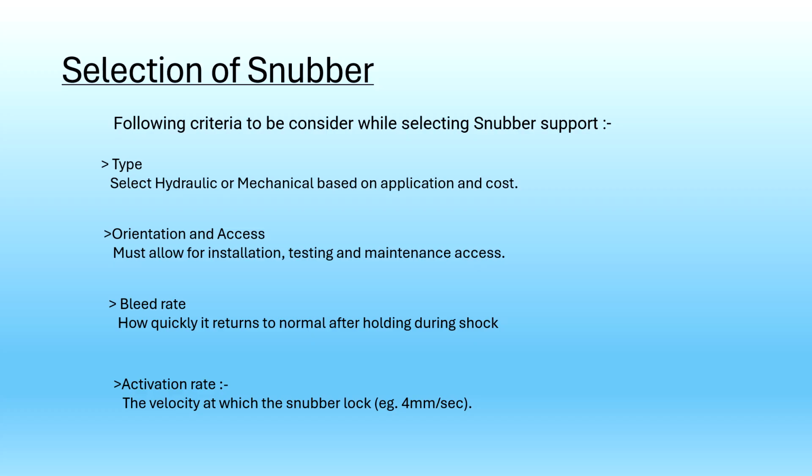Then the activation rate, where the velocity at which the snubber locks is, for example, 4 per second. So the activation rate, whenever there is a jerk, is how fast the snubber comes into the picture to hold the pipe. That is also one of the criteria to be considered.